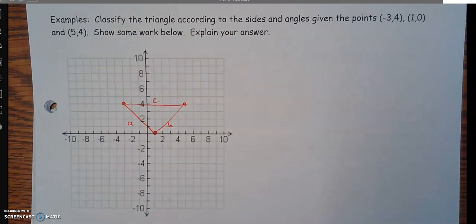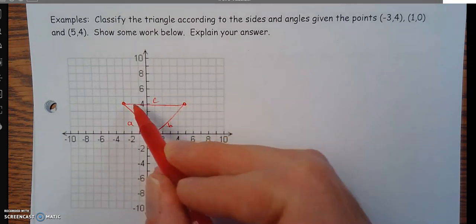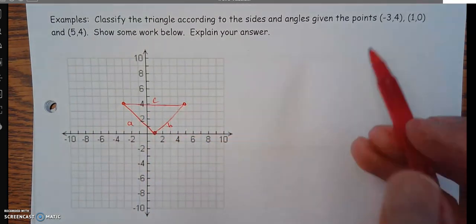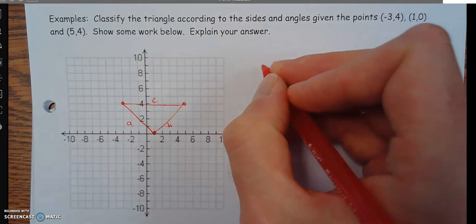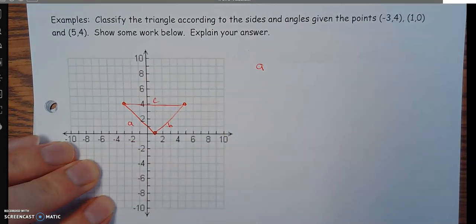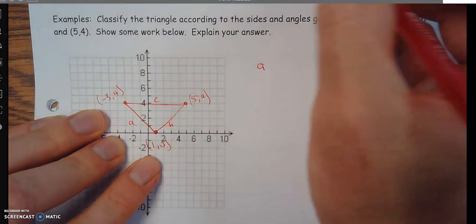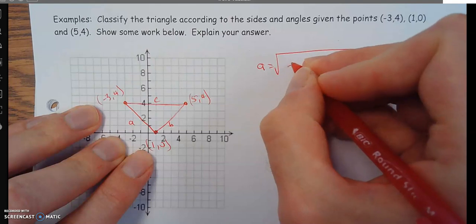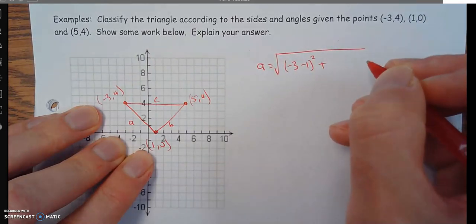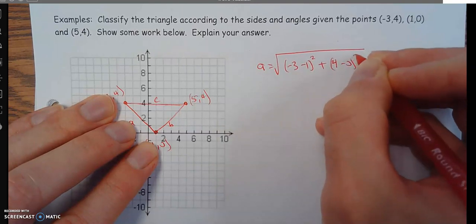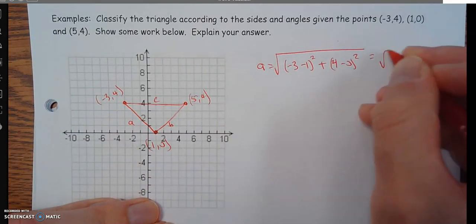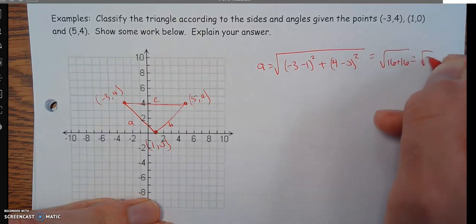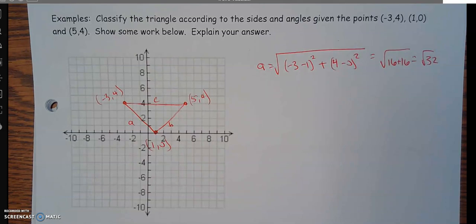First off, I'm going to look at the length of A, the length of B, the length of C. I'm going to use the distance formula here. For A, I'm going to look at these two points, with my x's and my y's. A is going to equal the square root of, now I subtract my x's, negative 3 minus 1 squared, plus, now subtract my y's, 4 minus 0 squared. This is going to equal the square root of 16 plus 16, which is radical 32. I could figure out about what that is, between 5 and 6, but I don't need to know the exact number to be able to classify this triangle.